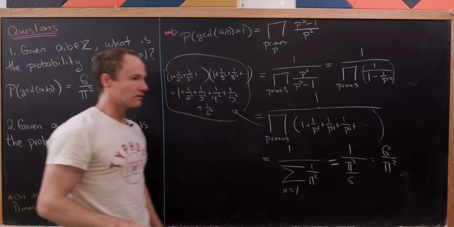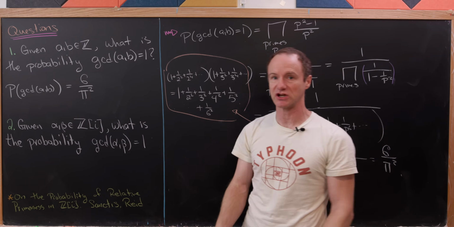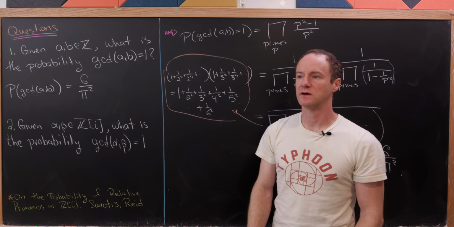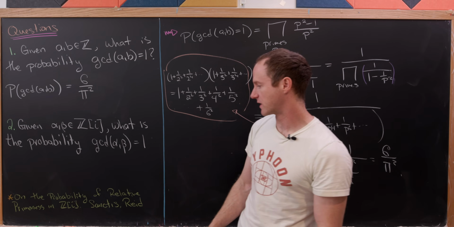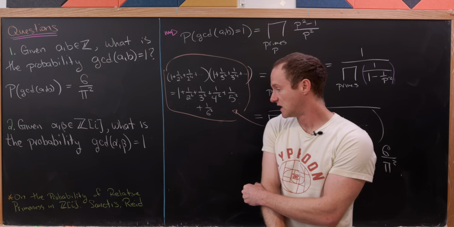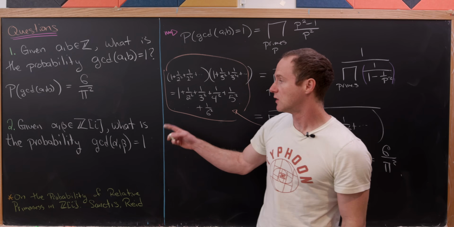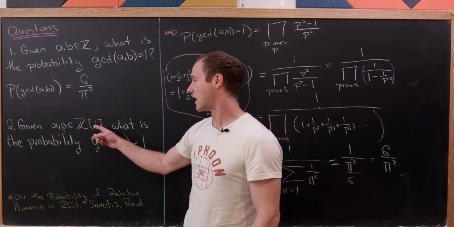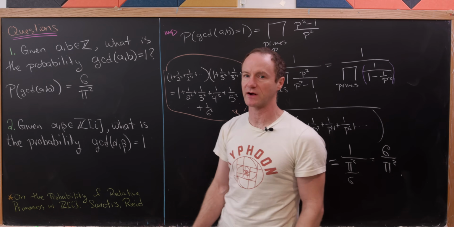Okay, so now let's move on to the follow-up question, the extension, and the strategy that we'll be using to solve this question is from this nice paper here on the probability of relative primeness in the Gaussian integers. It's by Sanctus and Reed. And, well, put simply, we're going to say, let's say we're given Gaussian integers, so those are numbers of the form a plus bi, where a and b are integers.